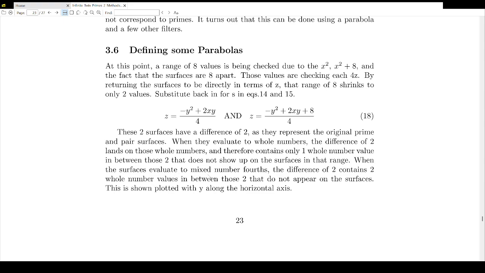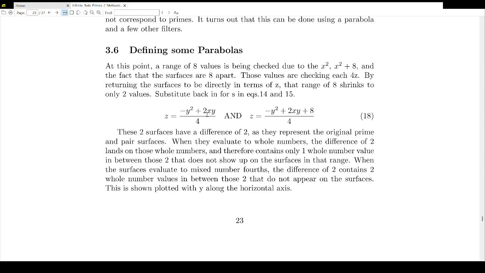When the surfaces evaluate to mixed number fourths, because they have a fourth here, the difference of 2 contains 2 whole number values in between those two that do not appear on the surfaces. This is shown plotted with y along the horizontal axis. So again, here I'm only saying that we're taking that trailing range of the surfaces that we were looking at and we're squeezing it down even more.